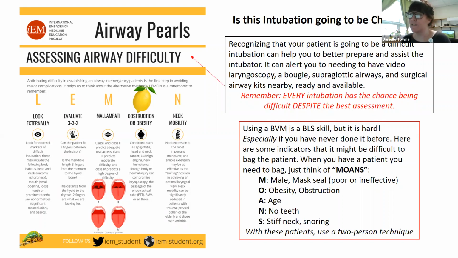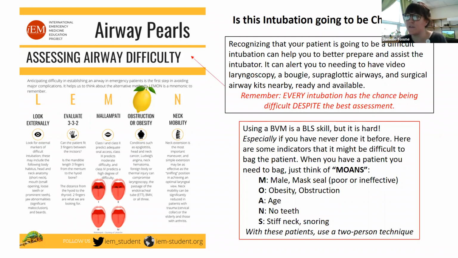And so the first one, for the L, is look externally. So what do you see when you look at the patient? If they have a large body habitus, their head and neck anatomy, so they have a really short neck, they have a really small mouth opening, so they can only open so wide, or they have significant trismus, which is that tightening of the jaw, so they can't actually extend their mouth open very far. If they've got loose teeth, or if they have really prominent teeth, if they have any jaw abnormalities, if they have a big beard, which would make it difficult for you to actually be able to see the underlying facial anatomy and structure. Those are all things that should make you go, okay.